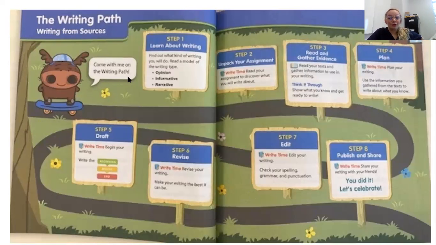Since we're learning about a new topic today, narrative writing, instead of informational like we talked about last time, we're going to start back at step 1, learn about writing. And today we will find out what kind of writing you will do. Read a model of the writing type. So the 3 types it has listed are opinion, informative, and narrative. And like I said, we're focusing on the narrative today.